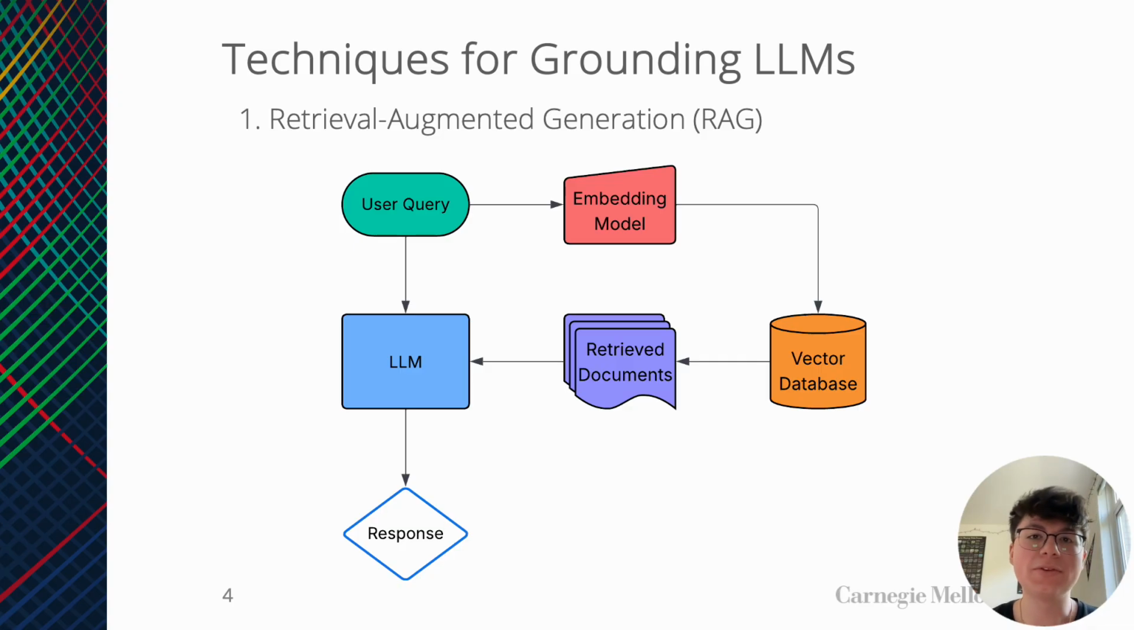So there do exist multiple techniques for grounding LLMs. One of the more popular ones is called retrieval augmented generation, or RAG for short. What that does is, based off a user query, it embeds it as a vector, and then it searches a vector database to find the most relevant documents for that user query. And with those relevant documents, we can then pass it to the LLM as context along with the user query and receive a response that is the most accurate response since the LLM has that context.